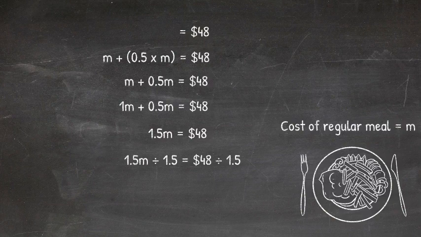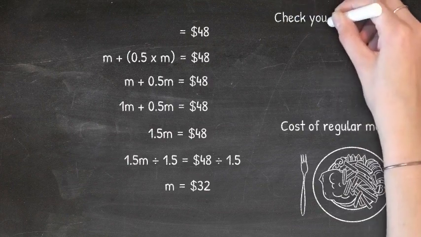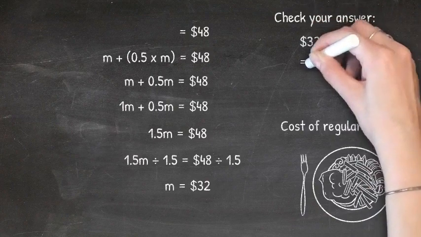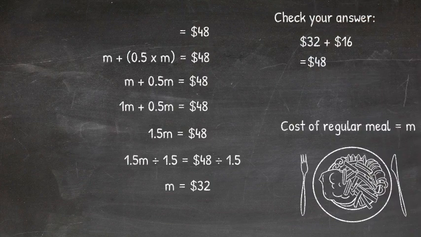1.5 divided by 1.5 leaves us with 1m on the left-hand side of our equal sign, and $48 divided by 1.5 leaves us with $32. That means that the cost of a regular meal is $32. Let's check our answer, just to be sure. So if one meal costs $32, then half of 32 is $16, so $32 plus $16 gives us a total bill of $48. That makes sense, given the information we had in the original question.